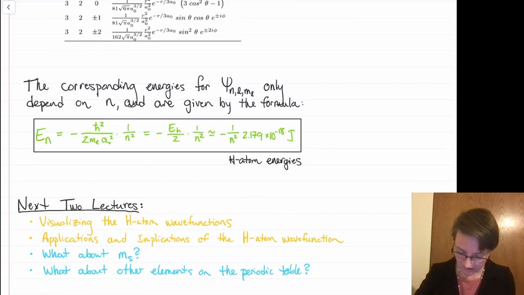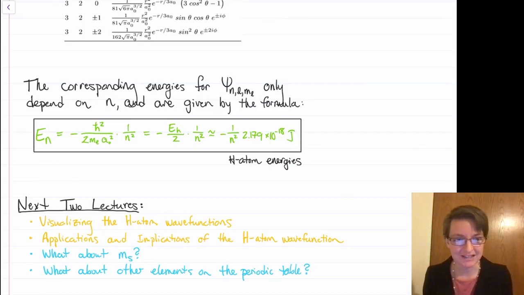I hope that you haven't forgotten about our fourth quantum number, m sub s, our magnetic spin quantum number, but we didn't see m sub s show up in today's lecture. And so what about m sub s? We won't tackle that next lecture, but two lectures from now, we're going to talk about that quantity.